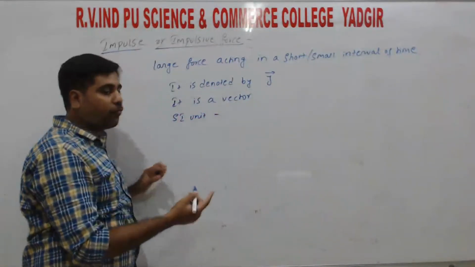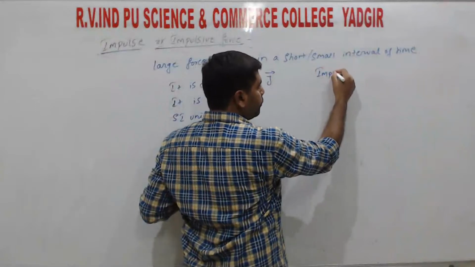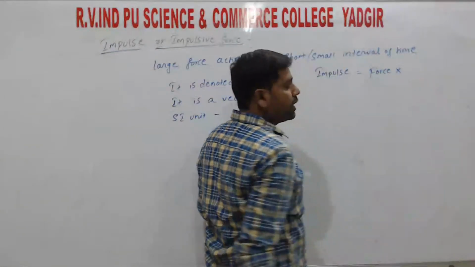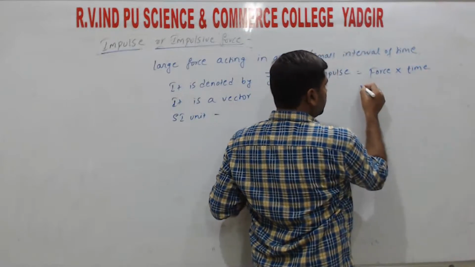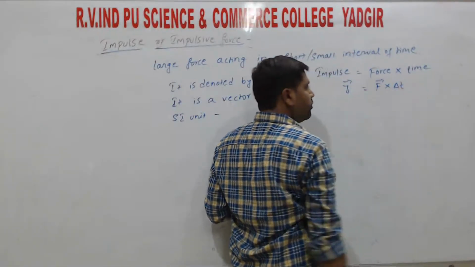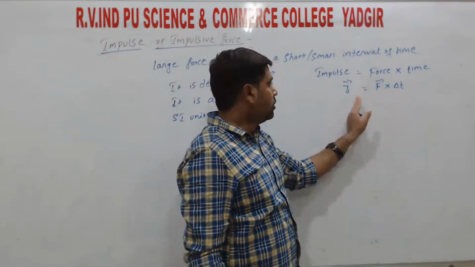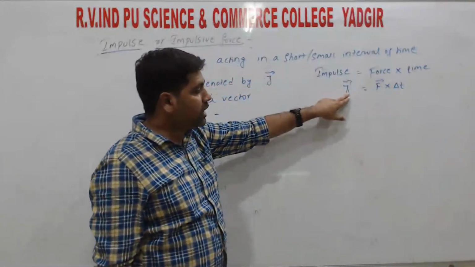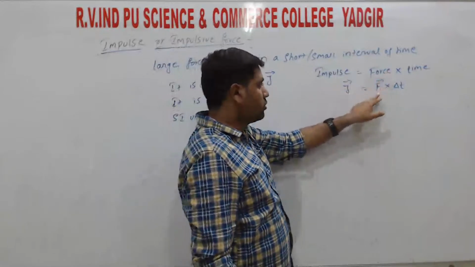Before going to the SI unit, the mathematical form for the impulsive force, right? So impulse is equal to force acting in a short interval of time. So that we take as force into time. So impulse J is equal to F into delta T. Delta T means short time, a small change in time, right? So a larger force acting in a small interval of time, that we call impulse. It is a vector, so it is denoted by J with an arrow mark and F with an arrow mark. So that is the vector representation.